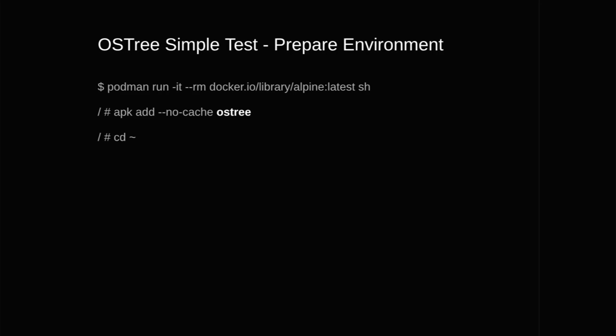Now, because we are going to use OSTree, we have to install the OSTree package, of course. And I'm going to use Alpine Linux for the following examples. So let's have an Alpine container first. And we are going to use Alpine, so we use apk add ostree to install the OSTree package.